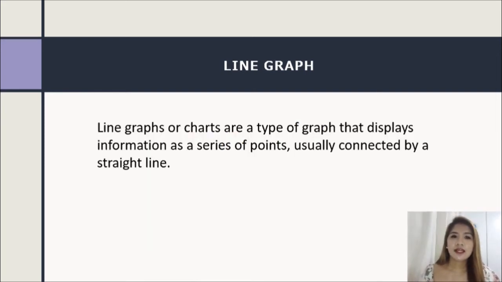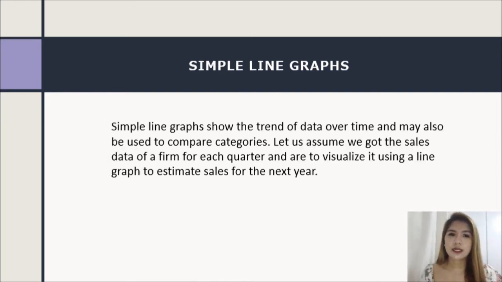Line graphs or charts are a type of graph that displays information as a series of points usually connected by a straight line. So here are some types of line graphs. So first is the simple line graphs. Simple line graph shows the trend of data over time and may also be used to compare categories. Let us assume we got the sales data of a firm for each quarter and are to visualize it using a line graph to estimate sales for the next year.